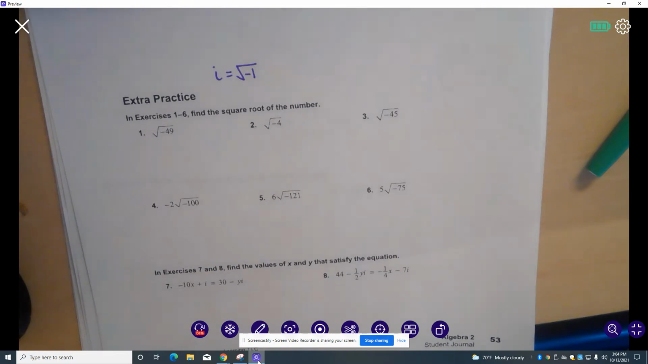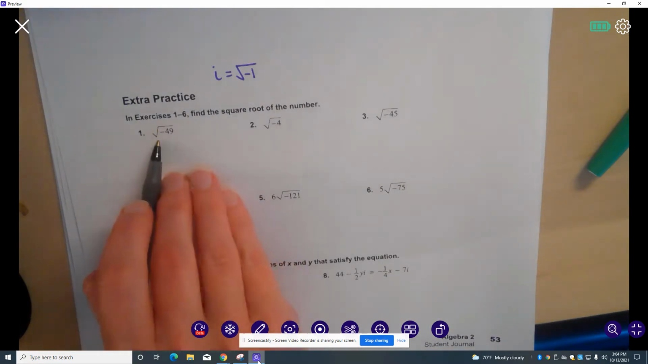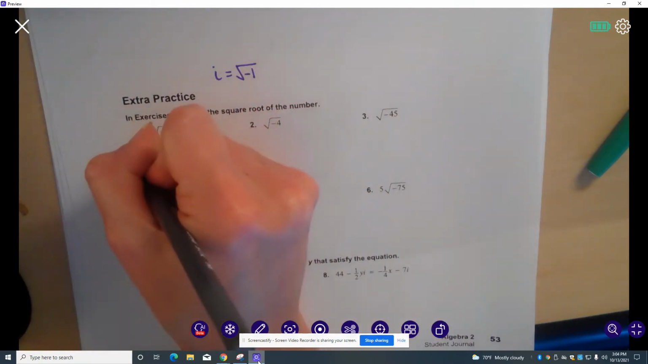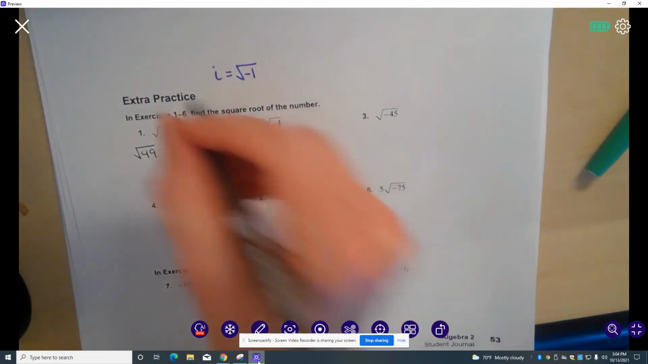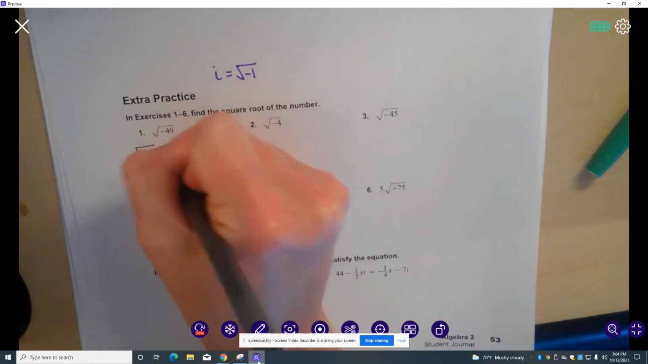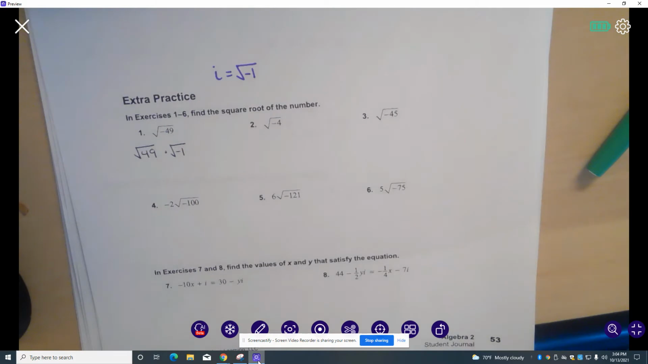So when we're going to find square roots of numbers, notice that all of these are square roots of negative numbers, so we're going to be working with imaginary numbers. The first thing we're going to do is rewrite our square root. So the square root of -49, I'm going to rewrite as the square root of +49 times the square root of -1. I'm going to break it up like that so I can get rid of that negative in the 49 underneath that square root.